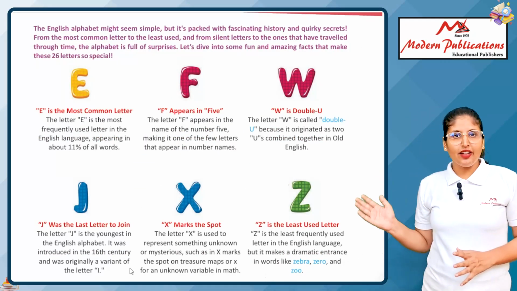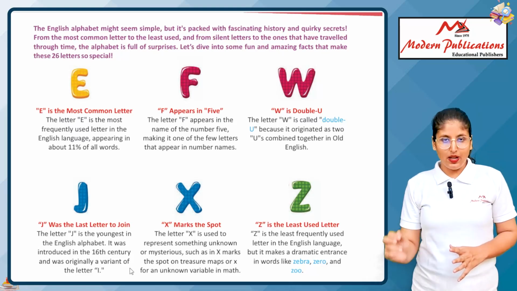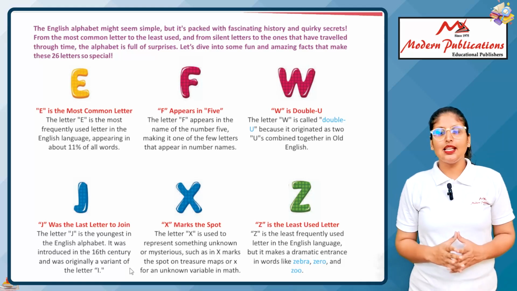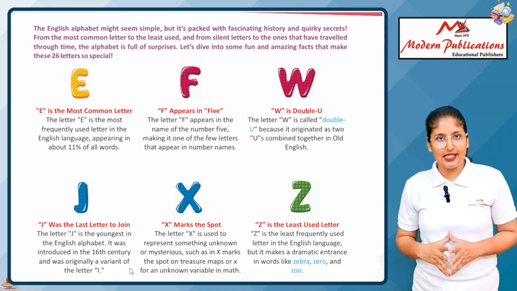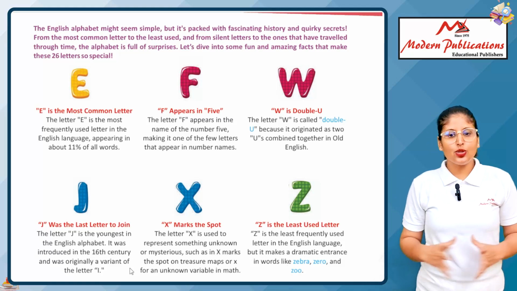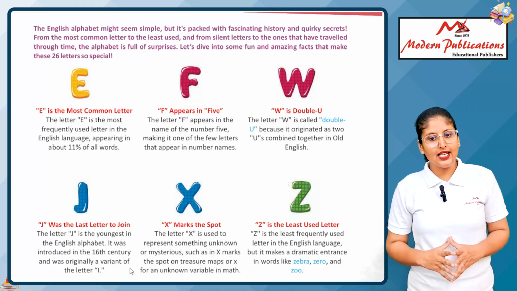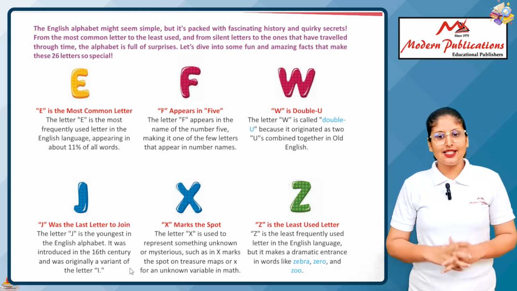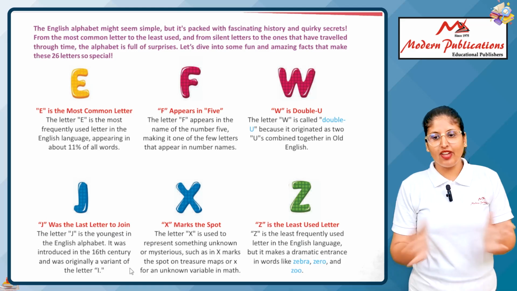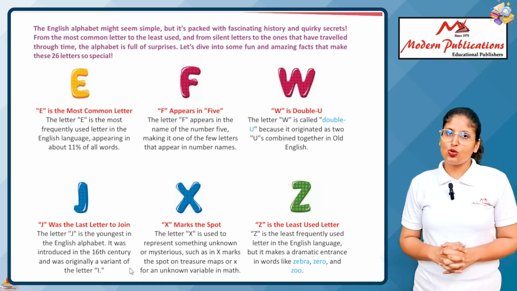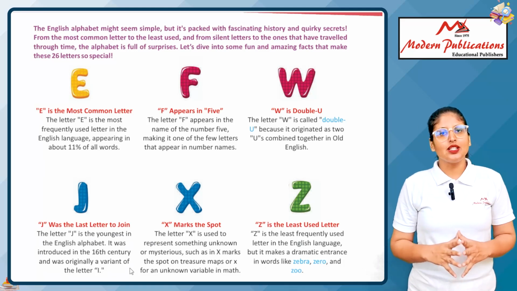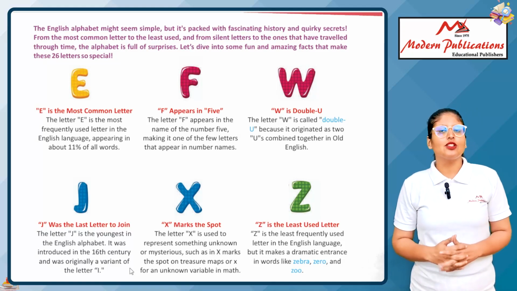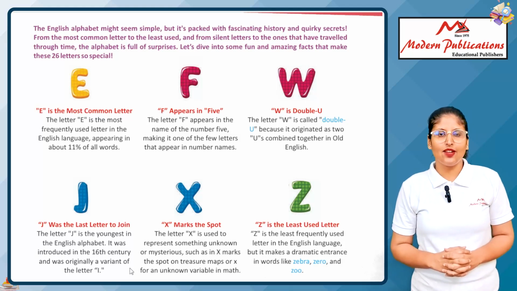The English alphabet might seem simple, but it's packed with fascinating histories and quirky secrets. From the most common letter to the least used, and from silent letters to the one that can travel through time, the alphabet is full of surprises. Let's dive into some fun and amazing facts that make the 26 letters so special. Why these letters have some special qualities. Let's have a look.